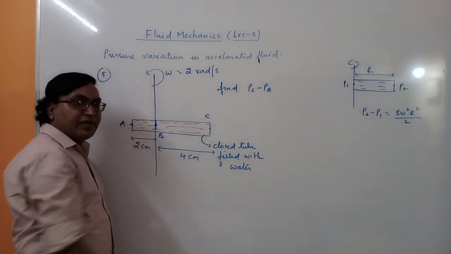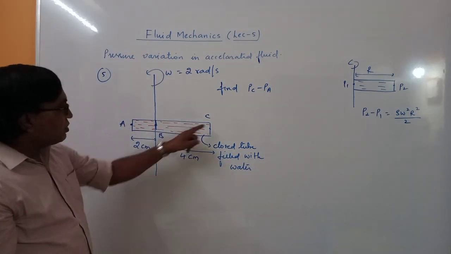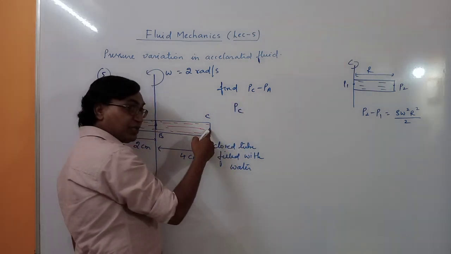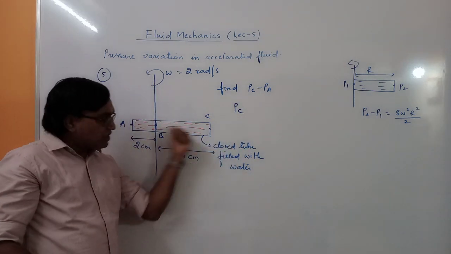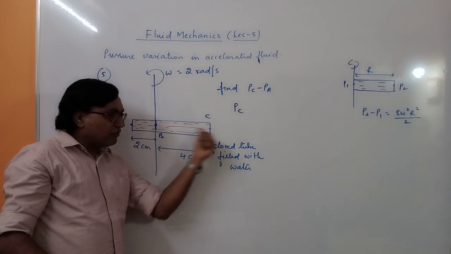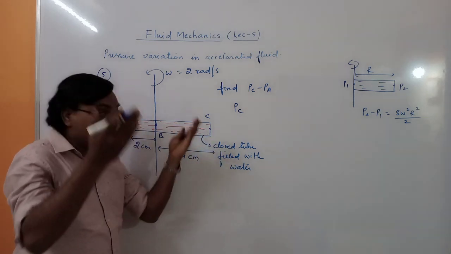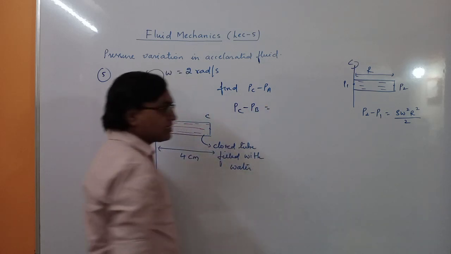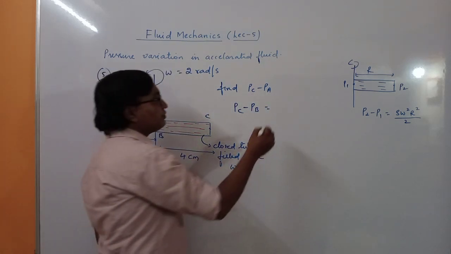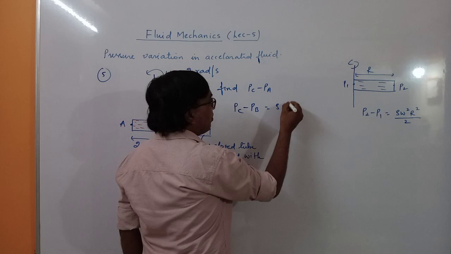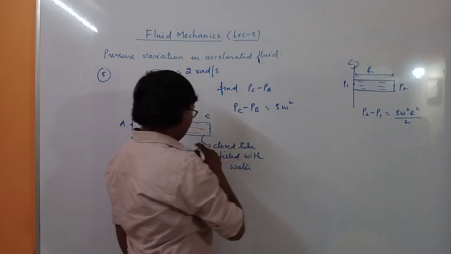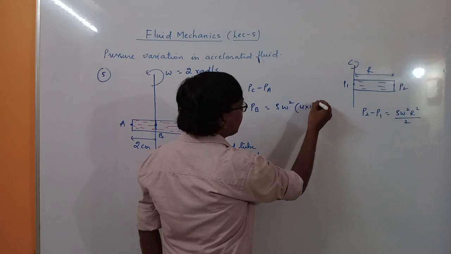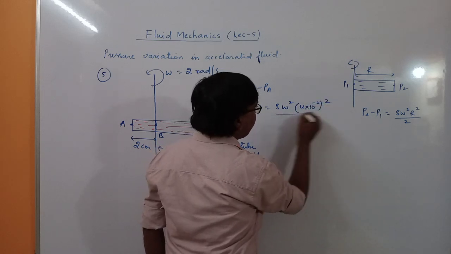So how much is this pressure difference? It will be PC minus PB, because this pressure is more. Centripetal force is acting along this direction, so from this direction we must have more force. PC minus PB, with B on the axis, is equal to rho omega square into distance, that is 4 into 10 raised to minus 2, whole square, by 2.